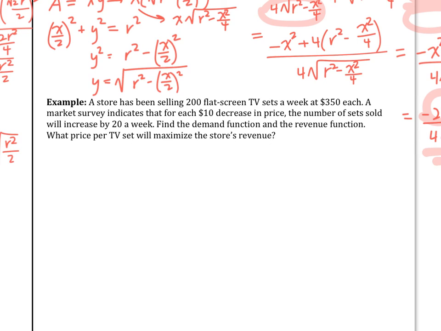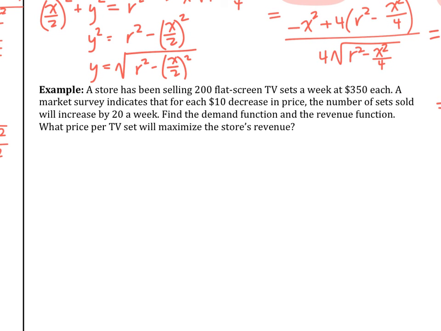This one actually does not really have to do with any shapes and things like that, but it has to do with derivatives. Okay, a store has been selling 200 flat screen TV sets a week at $350 each. A market survey indicates that for each $10 decrease in price, the number of sets sold will increase by 20 a week. Find the demand function and revenue function.